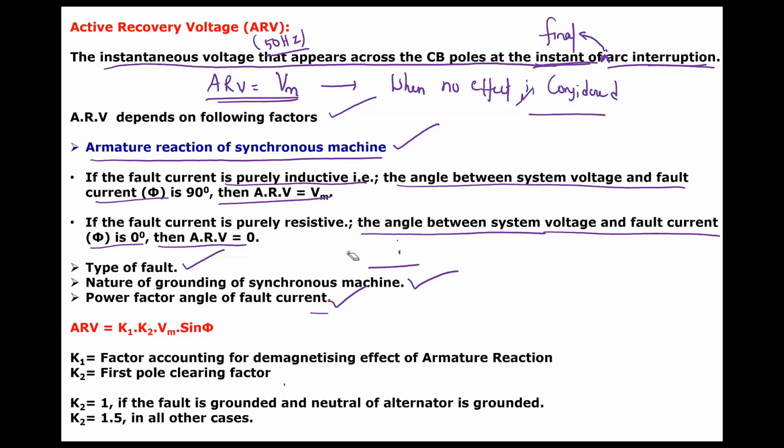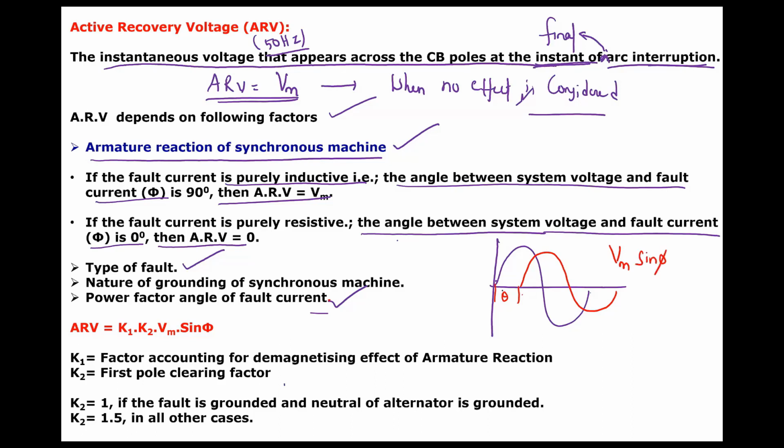Suppose this is the system voltage and this is the fault current, and this angle is, let us say, theta. Then active recovery voltage by considering this effect will become Vm into sine phi. We have written phi, no? So Vm sine phi.